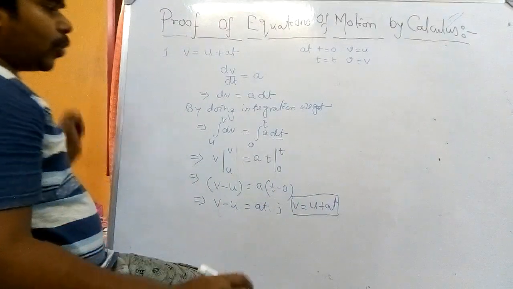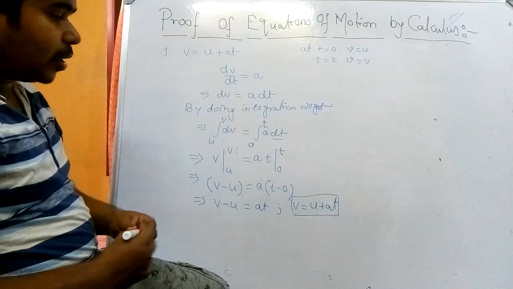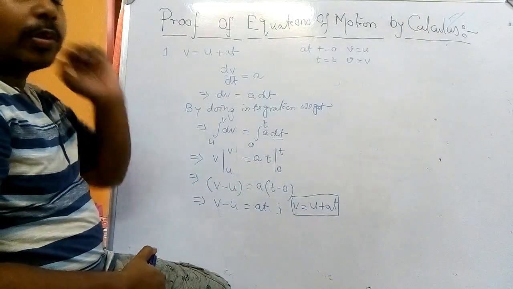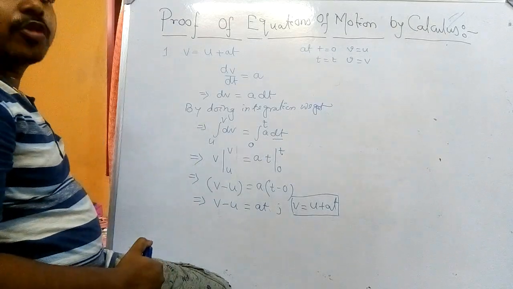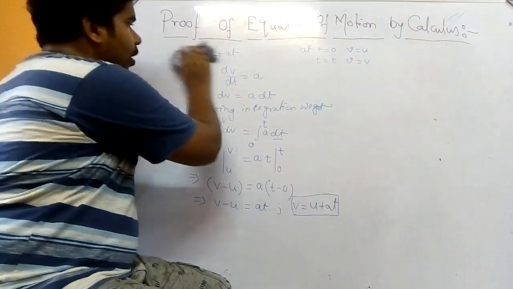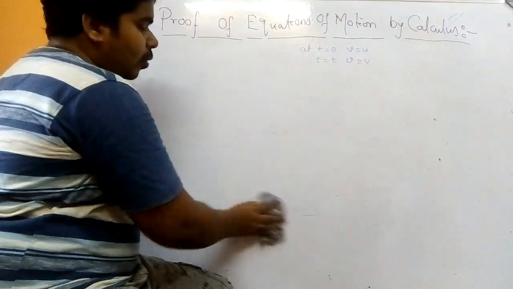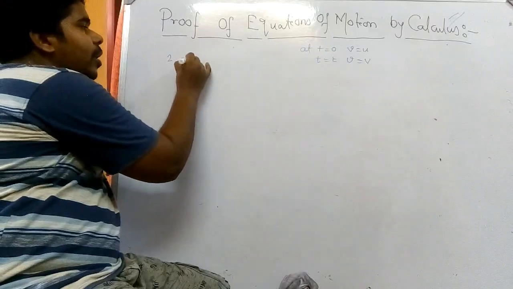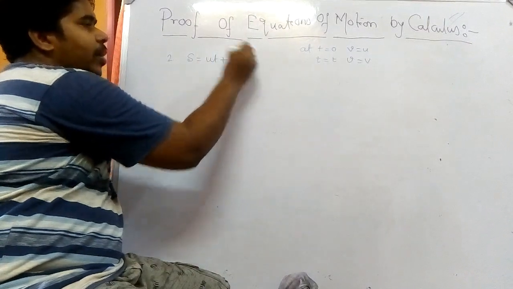I'm telling you that this process is comparatively easier than the previous process you have done. You see how easy a way we can get the equation v equals u plus at. That is equation number 1. It is proved. Okay. Now we're going for equation number 2, and you all know what it is: s equals ut plus half at square. So our next equation is s equals ut plus half at square.